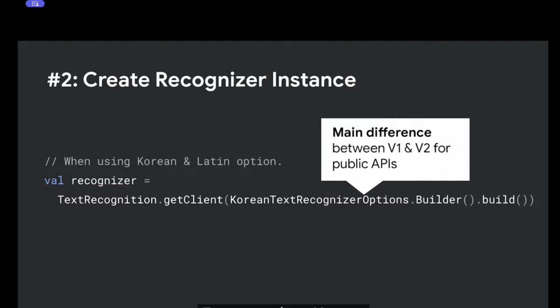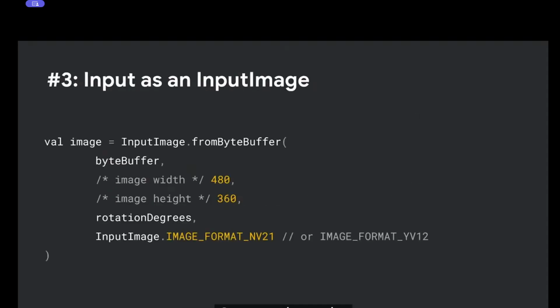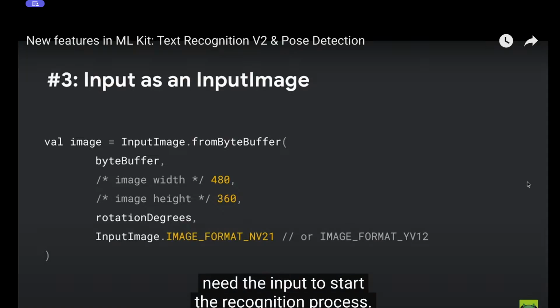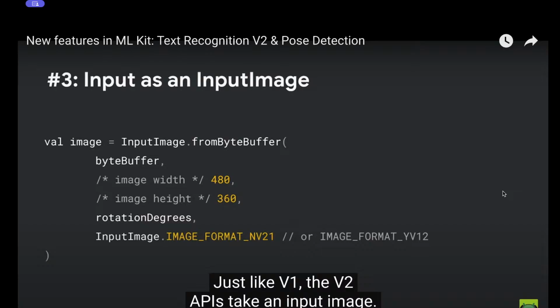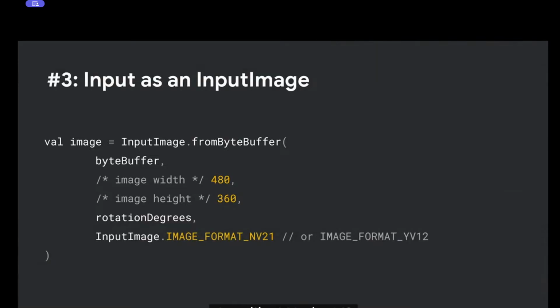For example, a Korean text recognizer option is passed into the static function getClient to create a text recognizer instance for Korean and Latin. Once we have the recognizer, we also need the input to start the recognition process. Just like V1, the V2 APIs take an input image. In the demonstration, it shows how to create an input image from byte buffer. But note that the input image can be created from many other common formats.